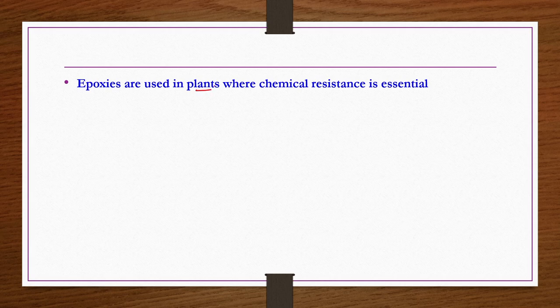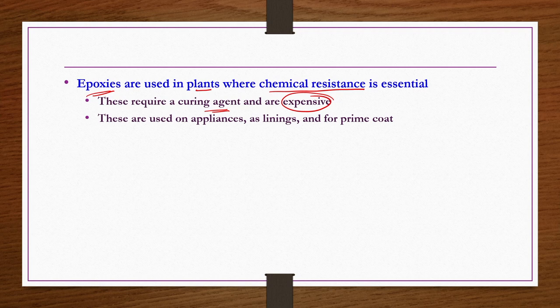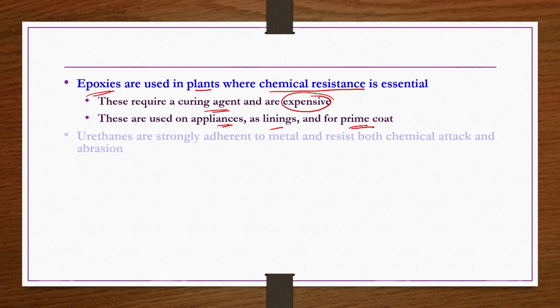Then epoxies are used in plants where chemical resistance is essential. In any chemical plant, each and every part of the plant, including unit operations, unit processes, connecting pipes, etc., is exposed to one or another kind of chemical, so chemical resistance is very much essential. So in some plants, epoxies are used as an industrial coating to give chemical resistance to the products or even the plant. These require a curing agent, but these curing agents are expensive. These are used on appliances as linings or for prime coating as well.